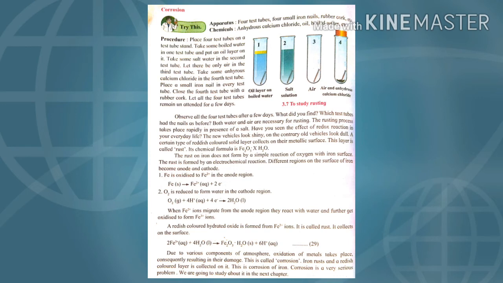When Fe2+ ions migrate from the anode region, they react with water and are further oxidized to form Fe3+ ions. A reddish colored hydrated oxide is formed from the Fe3+ ion. It is called rust. It collects on the surface, that is, 2Fe3+ plus 4H2O gives Fe2O3.H2O plus 6H+. Thus, corrosion means the slow process of decay or destruction of metal due to reaction with the environment.